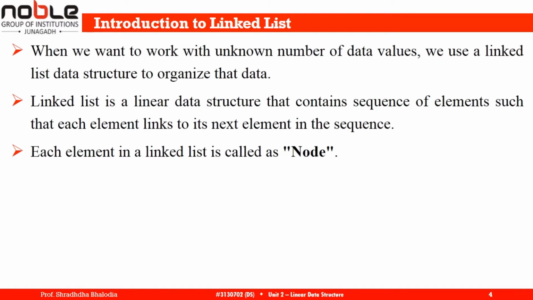Introduction to linked list. When we want to work with an unknown number of data values, or we can say a dynamic number of values, we use a linked list data structure to organize that data. A linked list is a linear data structure that contains a sequence of elements such that each links to its next element in the sequence. When we need static data elements, we use an array. When we need a dynamic arrangement of data elements, we use the linked list. Each element in a linked list is called a node.